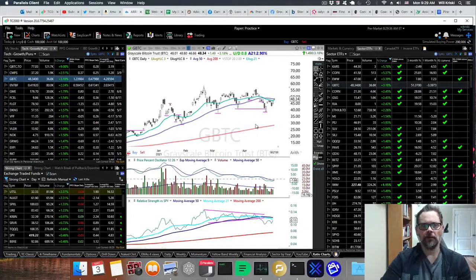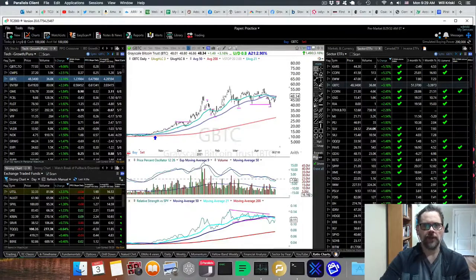Bitcoin's been recovering from this recent pullback, but I like to see it up above the 50. This 50 is starting to slope down. I like to see an upslope.